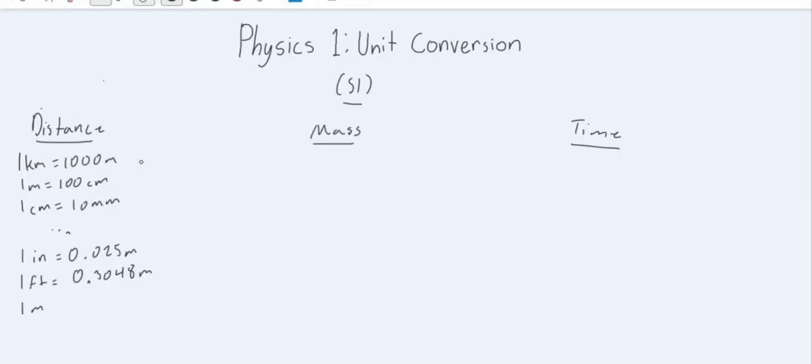And 1 mile, you'll rarely see any problems on any test or homework assignment that really deal in miles. But this is information that you should just know. 1.609 kilometers.